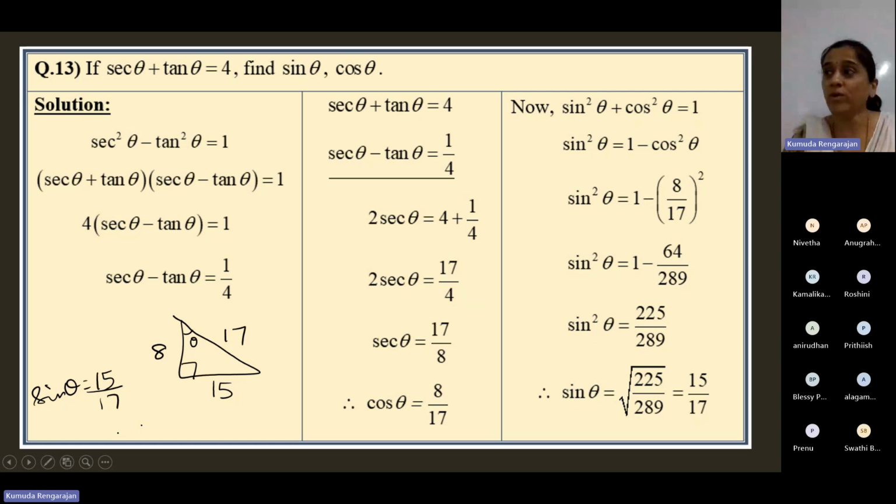You know that when you have the value of one t ratio, you can find the values of the other t ratios using a right triangle. When you have the value of one t ratio, you can find the values of the remaining 5 t ratios using a right triangle. You can do that also.